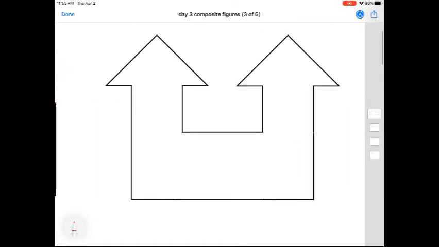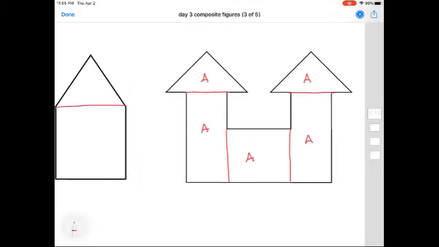Same with this castle-looking thing. We split it up into what we know. We have two triangles up here, and we can make three rectangles down there. And so to find the area of this entire thing, we first have to find the area of each individual shape, and at the end, we add up all the areas, and that gives us our composite area.